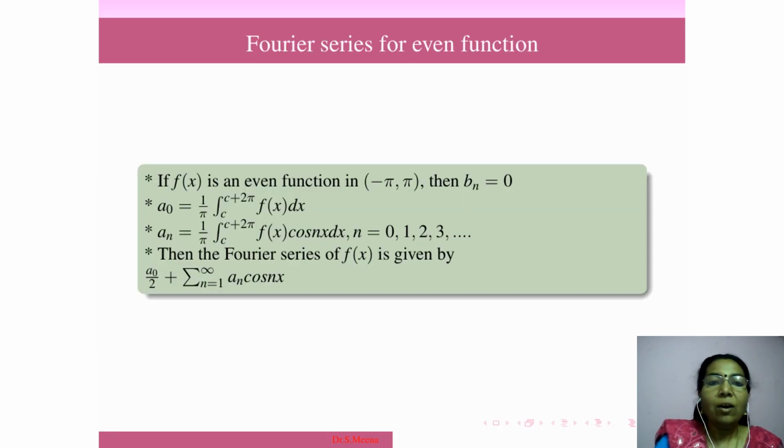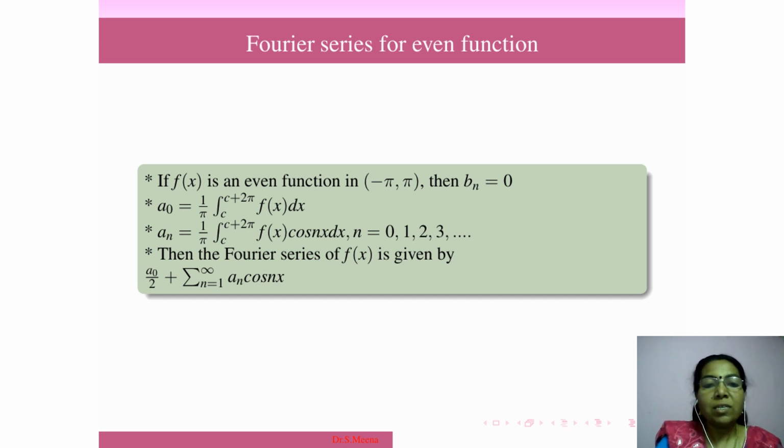In the same way, for finding the Fourier series for an even function in the interval minus pi comma pi, the value of bn will always be 0. So it is enough to find the value of a0 and an alone. Once again, the formula for a0 is 1 by pi into integral c to c plus 2 pi f of x dx, and an is equal to 1 by pi into integral c to c plus 2 pi f of x cos nx dx, where n is equal to 0, 1, 2, 3 and so on.